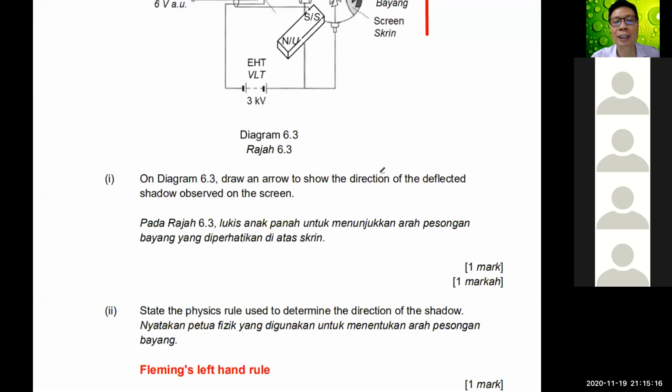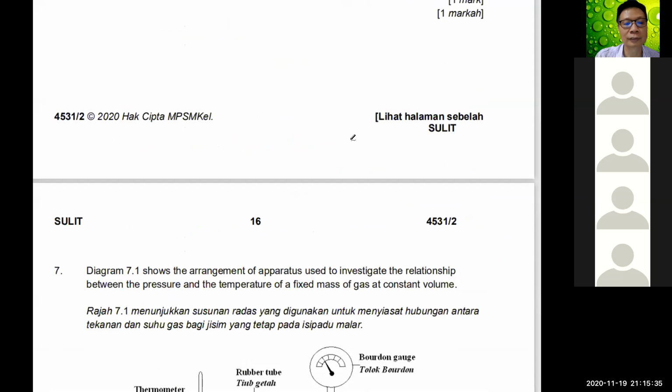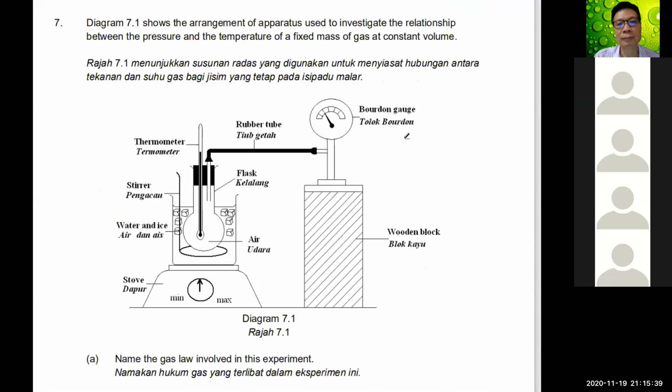So right hand, Fleming's right hand, is to find the direction of induced current. So remember, right hand is to find the direction of induced current. Left hand finds the direction of force. Okay, now next. Number 7. Okay, study the question. Study a little bit.